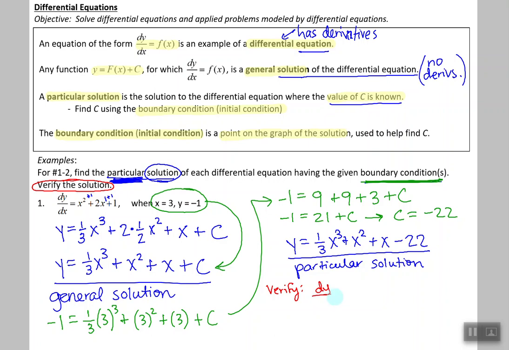dy/dx equals, what's the derivative of 1/3 x cubed? 1/3 times the derivative of x cubed, 3x squared. What's the derivative of x squared? 2x. What's the derivative of x? 1. And what's the derivative of negative 22? 0. So 3 divided by 3 is 1, and I get x squared plus 2x plus 1, and that is what dy/dx is supposed to equal. We verified the solution.